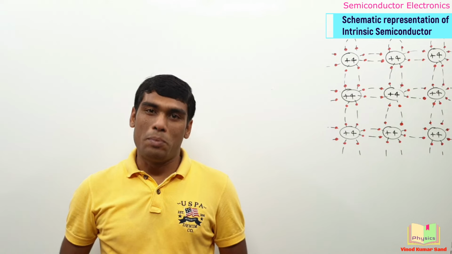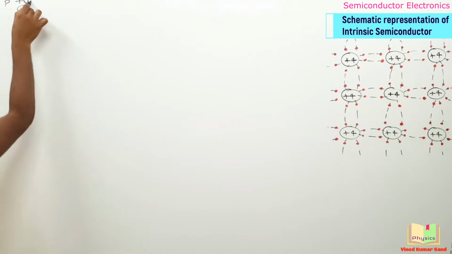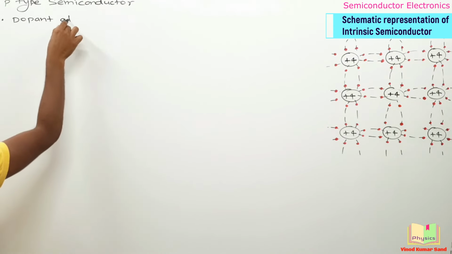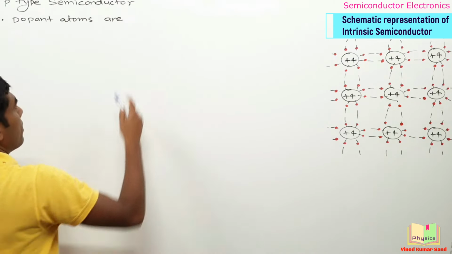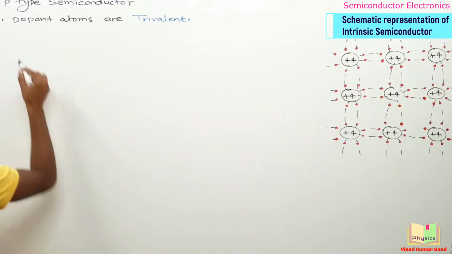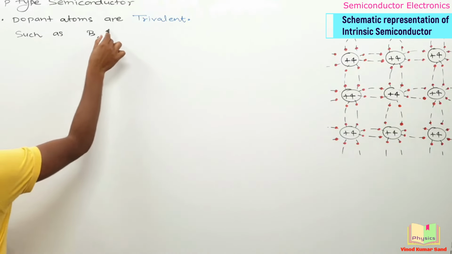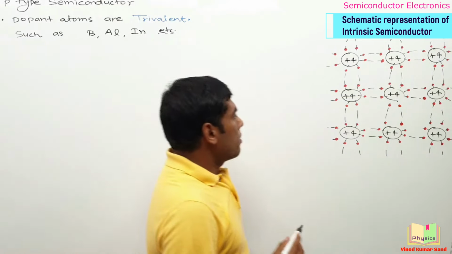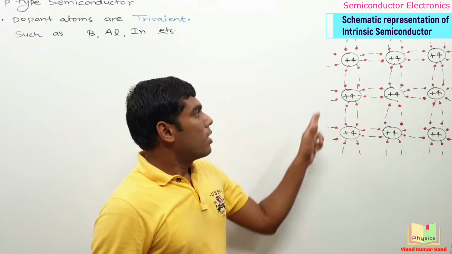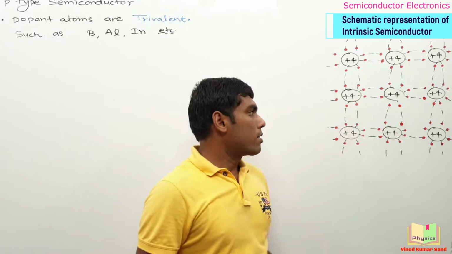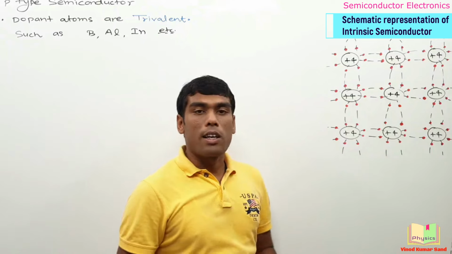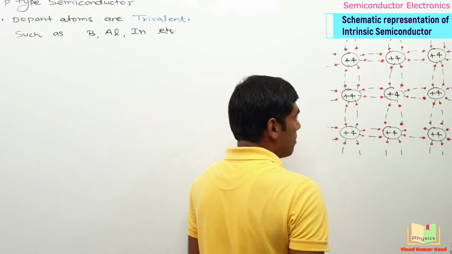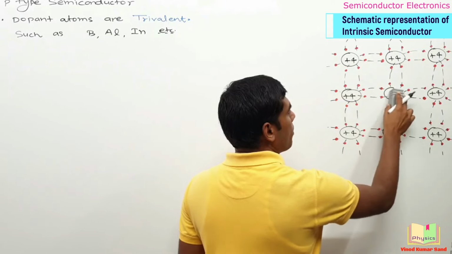Now let's talk about the P-type semiconductor. In such semiconductors, the dopant atoms are trivalent, such as boron, aluminium, indium, etc. Let's see it here. We can see pure semiconductor or intrinsic semiconductor. All the atoms are of silicon or germanium. During doping, this silicon atom is replaced by the boron atom.